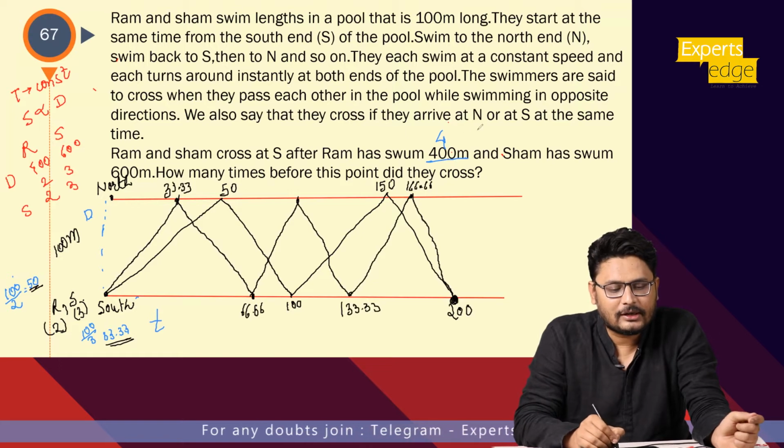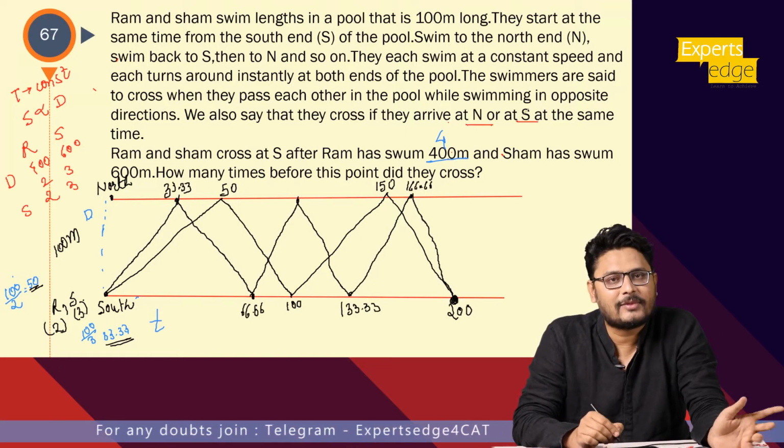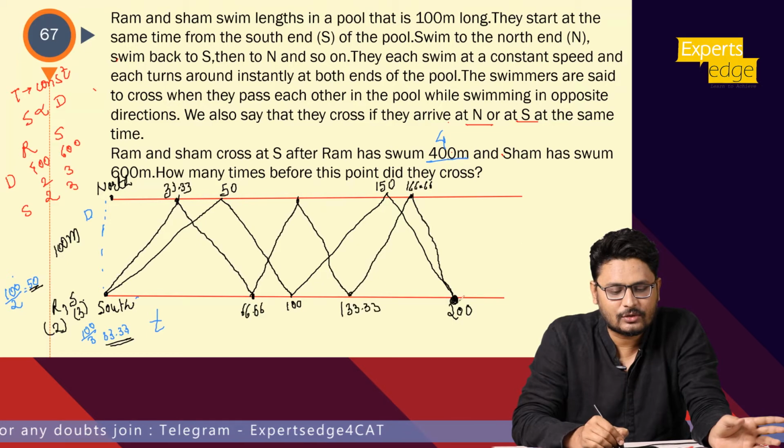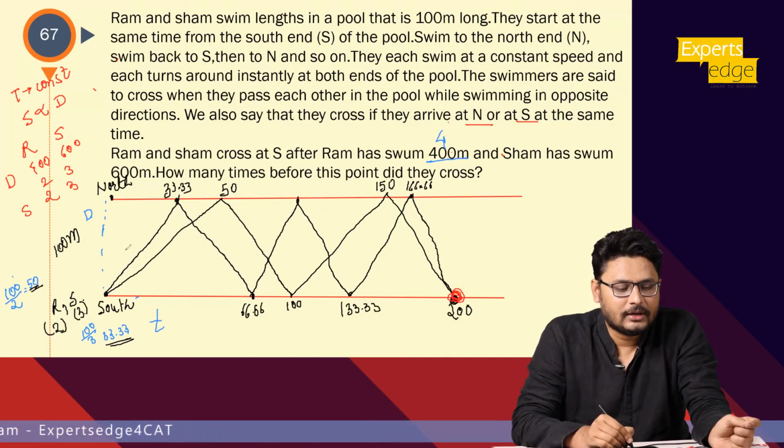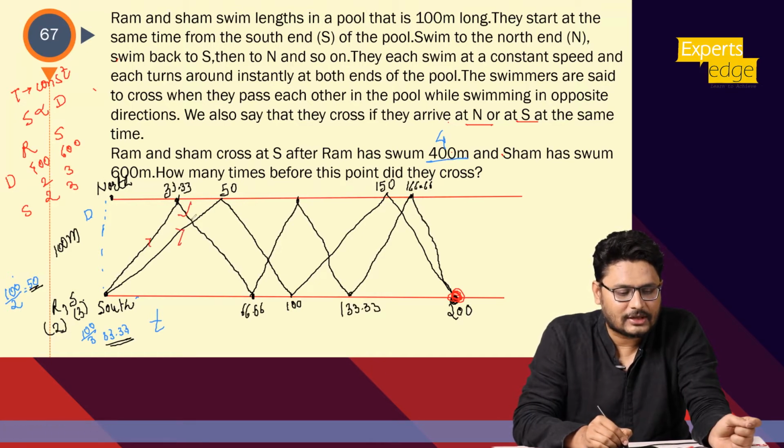Even if they meet at north or the south end at the same time, that would be considered as a cross. तो ये जो 200 वाला है, this is also a cross. Now just see कितने cross हुए. He was going up, then he came down, and the cross has to be in opposite direction. So this is the cross 1.